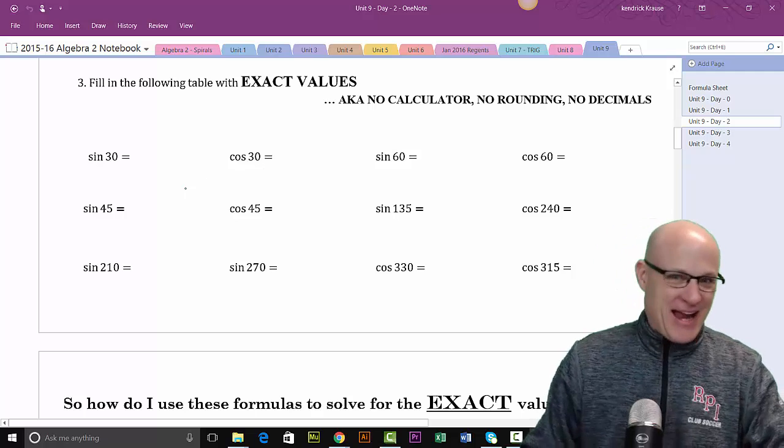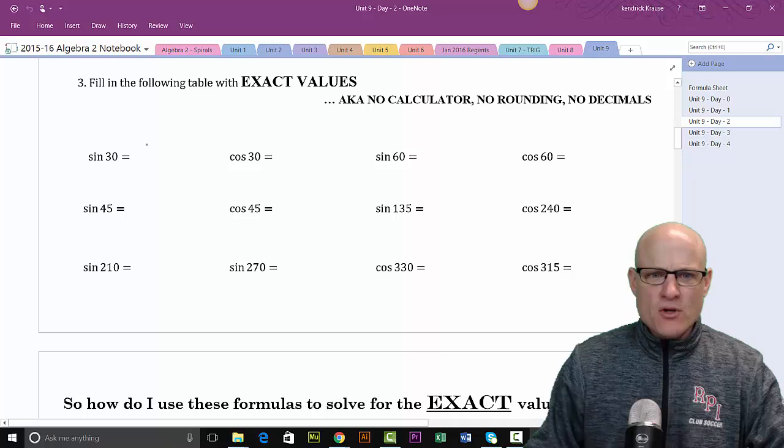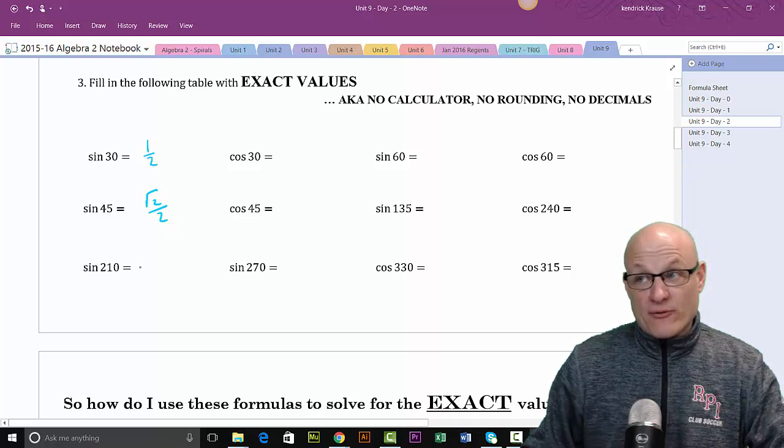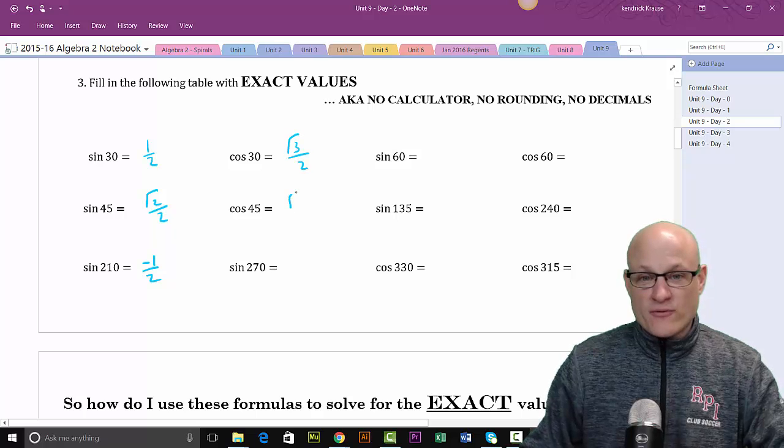Hey, welcome back. Here we go. Ready? 1/2. Square root of 2/2. 210, reference angle 30 degrees. Sine of 30 degrees is negative 1/2 because it's in the third quadrant. Cosine of 30 is the square root of 3/2. Cosine of 45 is the square root of 2/2. 270 is straight down, that's negative 1. Sine of 60 is the square root of 3/2.